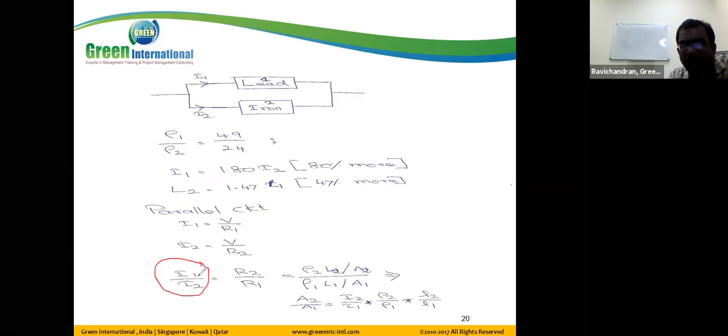Here I derived the formula I1 by I2. Some of the persons, in the exam, you may write I2 by I1. I1 by I2 means the ratio of lead wire and iron wire. I2 by I1 means the ratio of iron wire and lead wire. Okay.